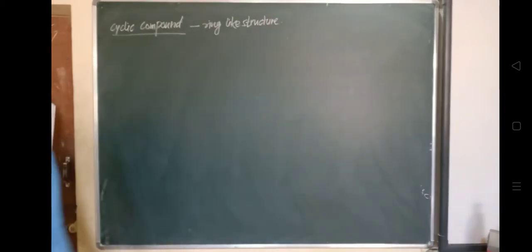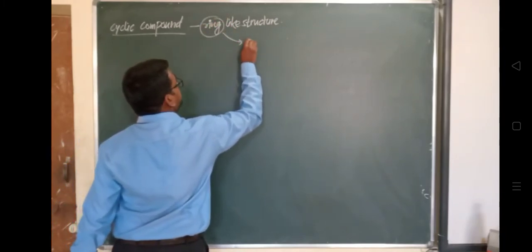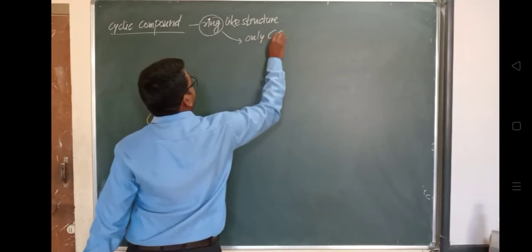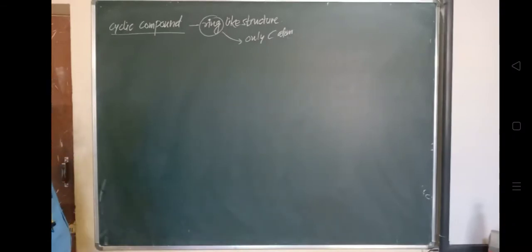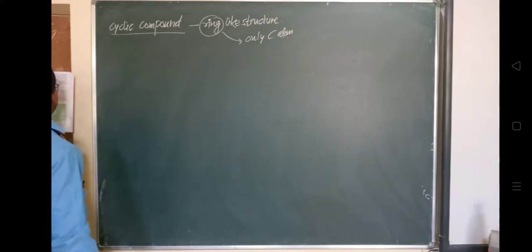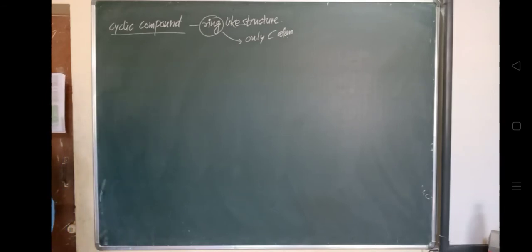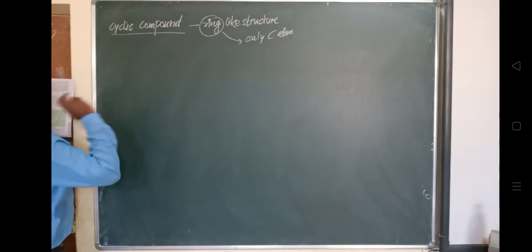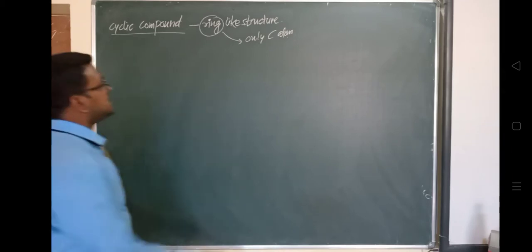Okay, इसके कारण क्या हो जाएगा? chain क्या हो जाएगी? closed हो जाएगी. Okay, so this ring is made of only carbon atoms. Whatever ring we are talking about, this ring will be made up of only carbon atoms. Only carbon atom की होगी ये वाली ring. So the compounds in which the ring is made of only carbon atoms will be called homocyclic.